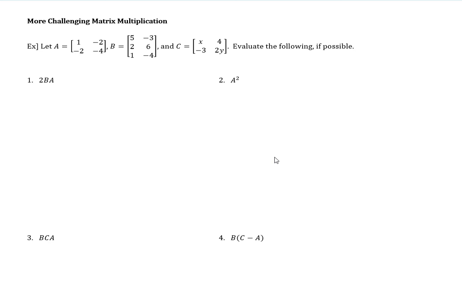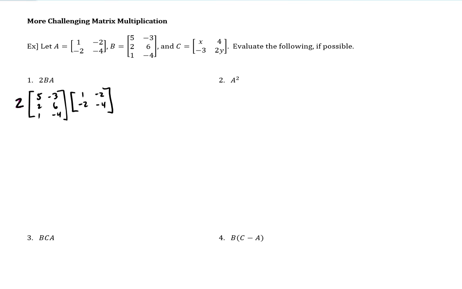So in this first one it says this is 2 times b times a. And we can write that out. Actually, let me change it to black ink. There we go. Okay, so 2, and then here I'm just going to write in b. So b is 5, negative 3, 2, 6, 1, negative 4. And then let's write in a, which is 1, negative 2, negative 2, negative 4. Okay, so that's what this one looks like so far.